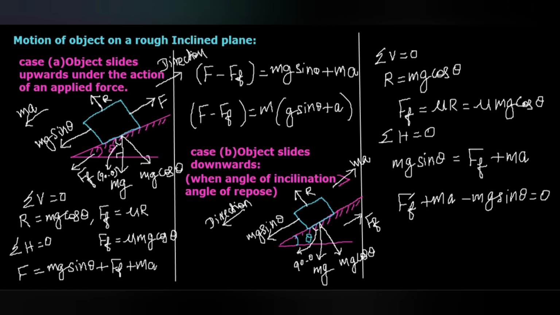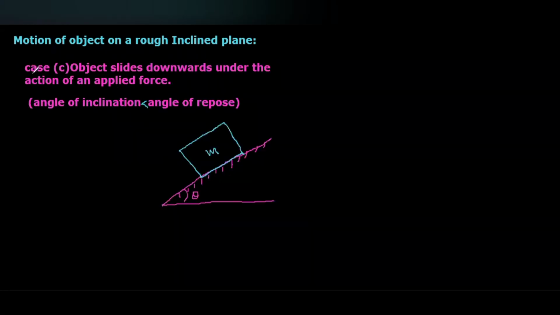Okay. Here, the last case, object slides downwards under the action of an applied force. Here, the angle of inclination is less than angle of repose. So, at normal condition, the object will not slide downward due to its own horizontal component of weight. That is, due to mg sin theta, it will not slide down. Okay. We need an additional applied force to move the object downwards.